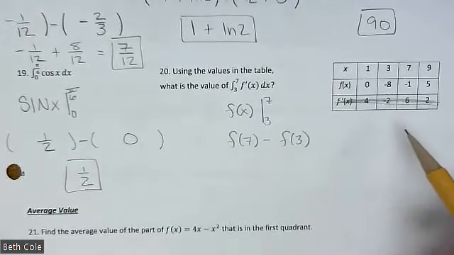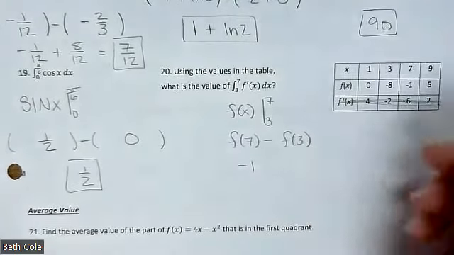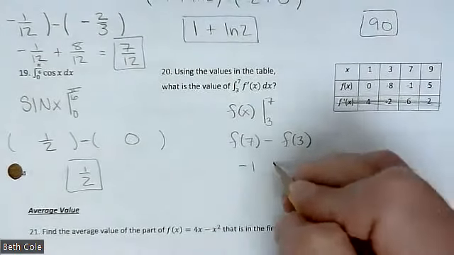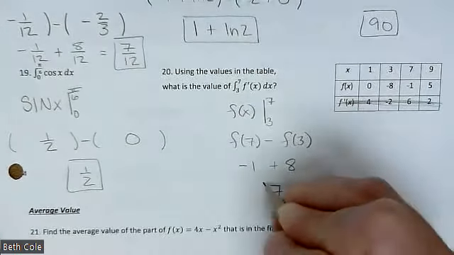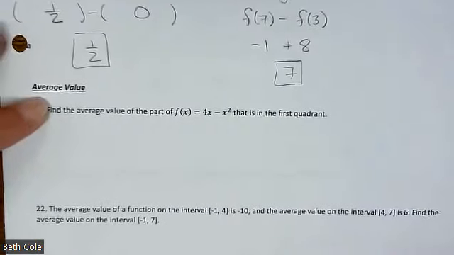Okay. What's f of 7? -1. And then f of 3. Good. It would be +8 because minus negative. And so 7 is your answer. Cool. And then the last thing we did was average value.